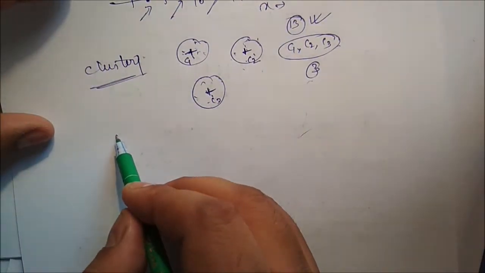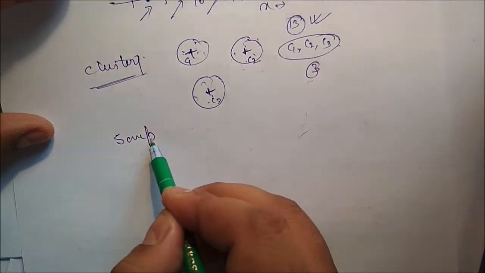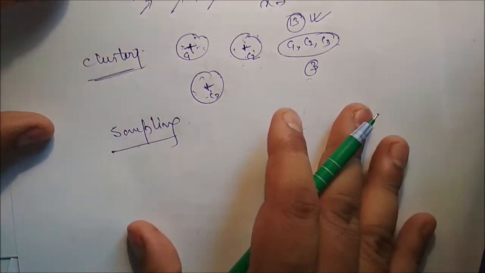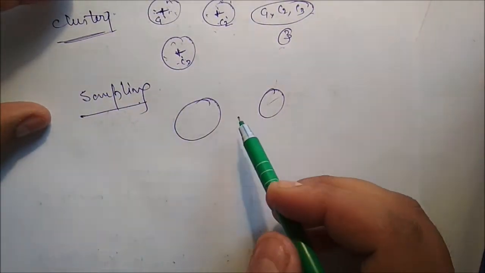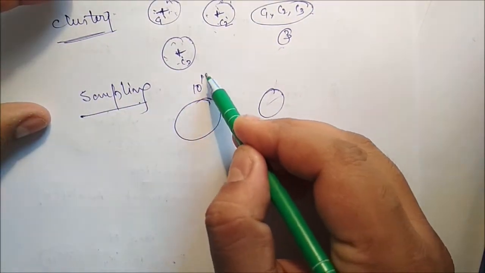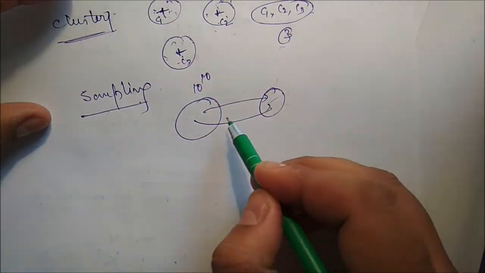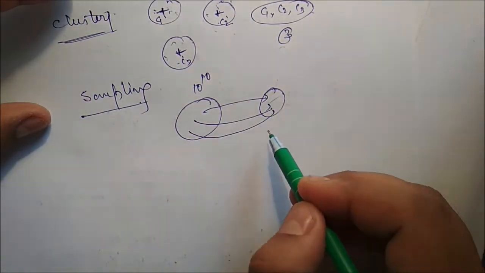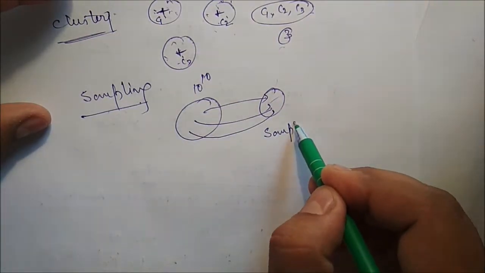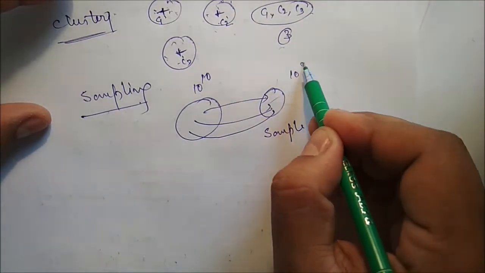Similarly, we can implement sampling. It is also a statistical technique. So this is the actual database, say the total size is 10 to the power 10, and we sample a few data. We randomly select a few data and create one sample database. The size may be 10 to the power 2.